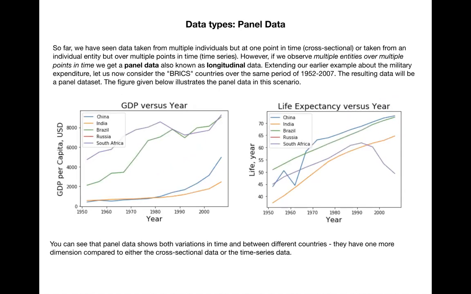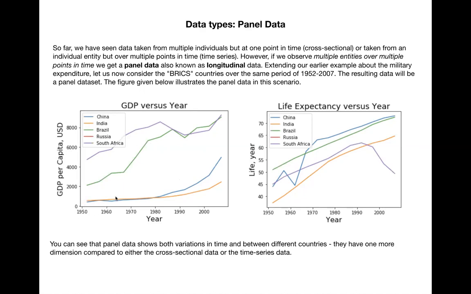Right, so panel data, sometimes also called longitudinal data. Panel data is a bunch of cross-section data put together with multiple time points. A good example of panel data is that I have 5 countries. These are the BRICS countries that we talked about. And you can see that this is the GDP versus year.